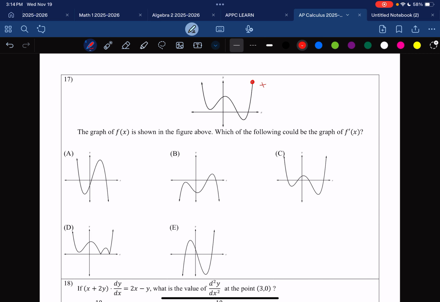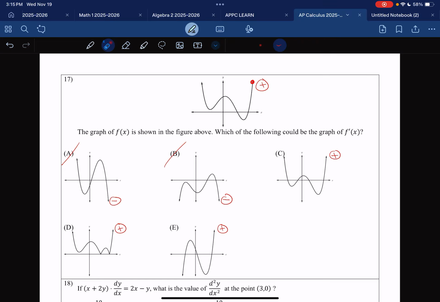The right-hand behavior in my original graph is going up, which means when I take the derivative, or if I take the antiderivative too, it will always be going up as well. Notice that on option A, it's going down, which means A is eliminated. B is also going down. B is eliminated. C is going up, so it's still in the running. D is going up, it's still in the running. And E is also going up, it's still also in the running. But I've eliminated two choices, just knowing that right-hand behavior never changes when I take the derivative.